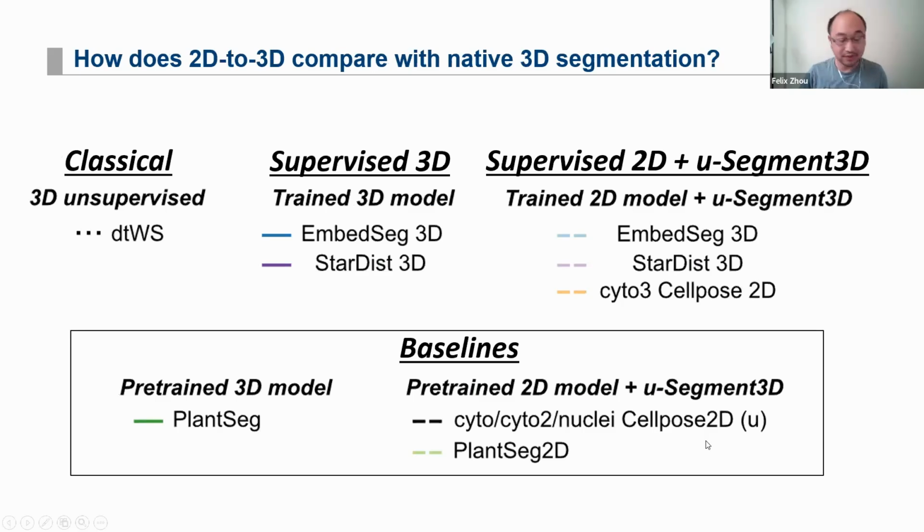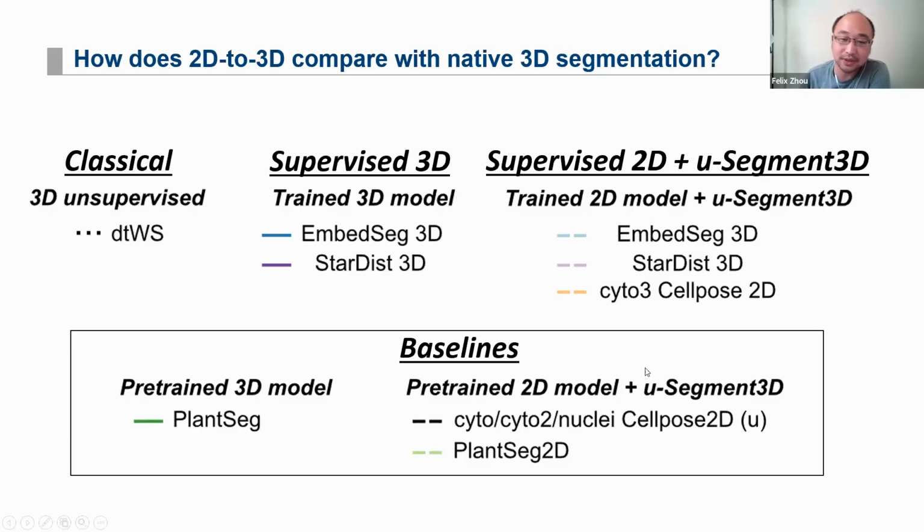Okay, so the key result: how does this 2D to 3D approach compare to native 3D segmentation? I have to thank the reviewers for suggesting this extra experiment. And so what we actually did was we compared this to some classical methods. We compared this to some supervised 3D methods, namely two popular methods, EmbedSeg 3D from Florian's lab and StarDist from Martin Weigert's lab.